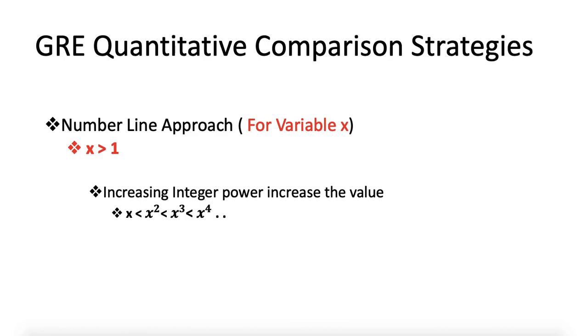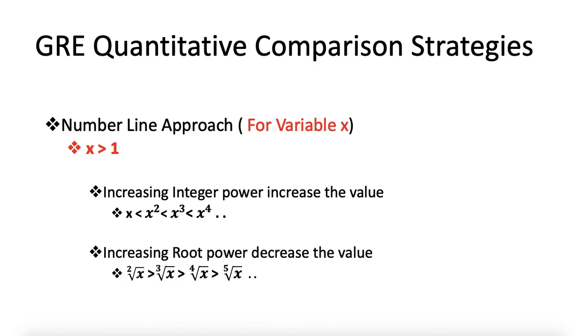But if I consider the root power, increasing the root power, the value will decrease. For example, if I consider x is equal to 4, and if I take the square root of that, that will become 2. So by increasing the root power, the value is decreasing. Just like the square root of x is greater than the cube root of x, which is greater than the fourth root of x, and so on. So these are the two ranges on the positive axis.